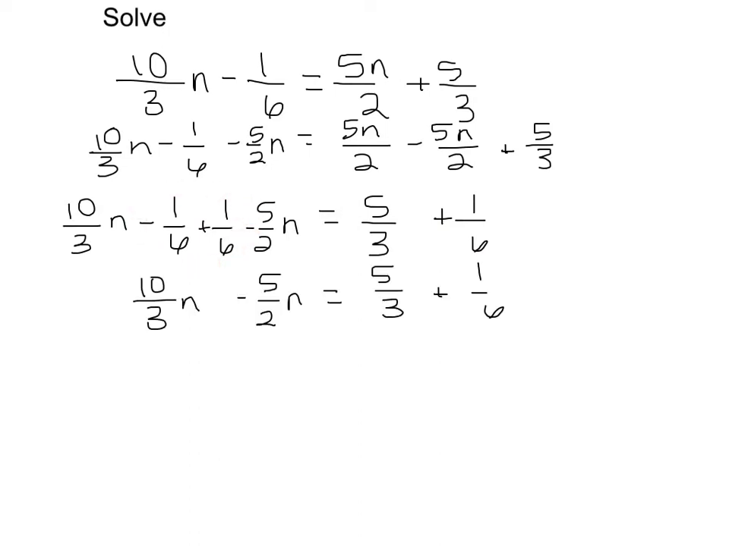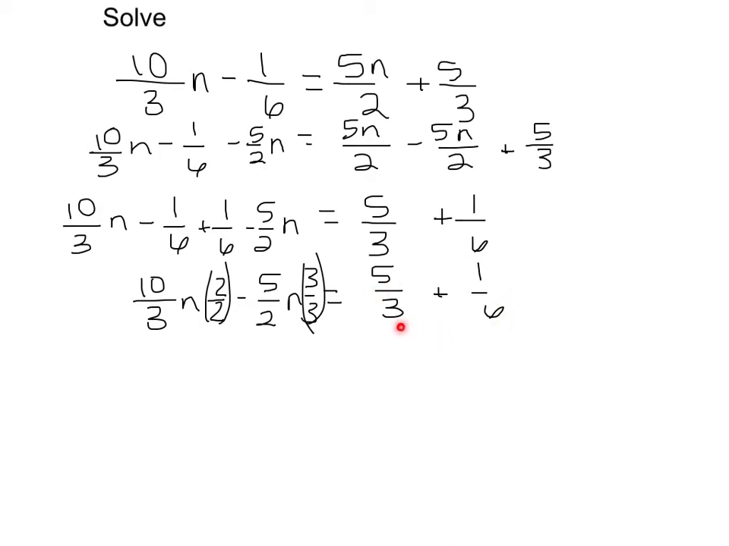So now I need to combine my like terms, and you know that in order to add or subtract fractions, they have to have the same denominator, a common denominator. I see that the least common denominator here of the 3 and 2 is 6, so I'm going to need to multiply my 10 thirds by 2 over 2 in order to get 6 in the denominator. My 5 halves I'll multiply by 3 over 3 in order to get 6 in the denominator. On the right side of my equation, I have 5 thirds and 1/6, and again, in order to combine those, I'm going to need to get a common denominator.